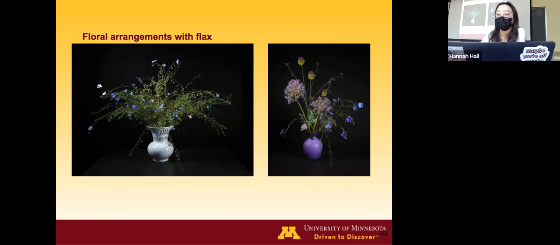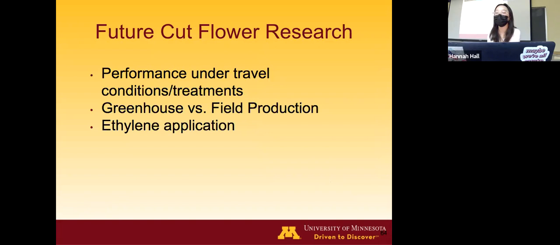So for some future cut flower research, we can test the flax's performance under different travel conditions and treatments. We can also look at the different production styles, greenhouse versus field production. And then we can also look at stem and flower longevity with ethylene application.